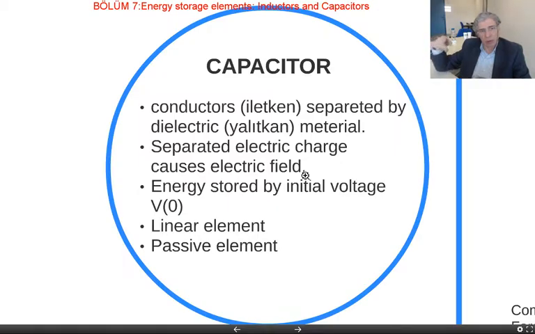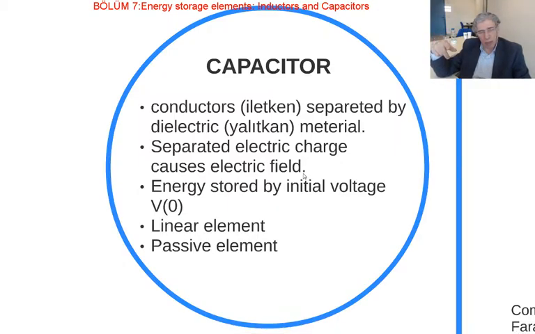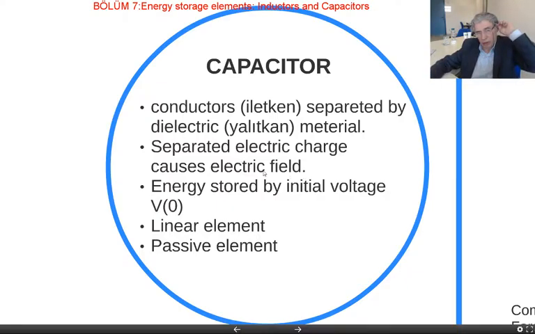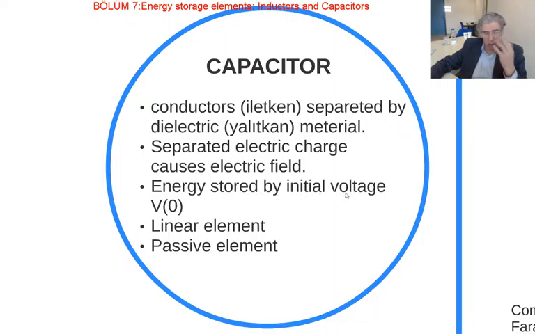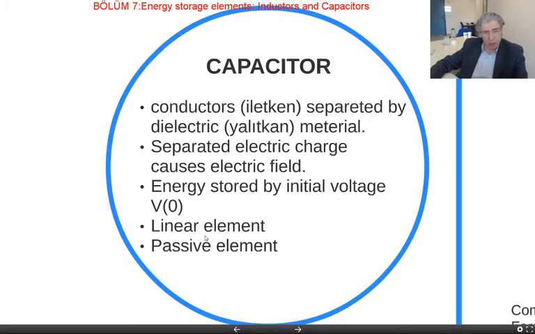So moving current causes the electromagnetic field, but this separated charge causes an electric field. So the capacitor has an electric field. Energy is stored, with the initial condition being the voltage of the capacitor. It is an energy storage element. It is a linear element, it is a passive element.